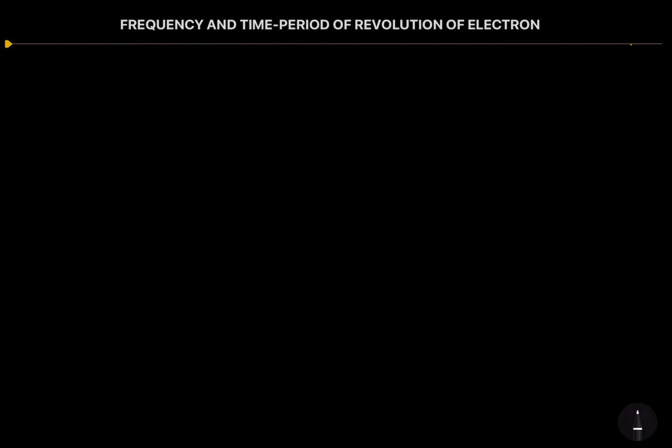My dear students, today we are going to study the frequency and time period of revolution of electron around the nucleus. So let us talk about frequency first. Frequency of revolution, more exactly, can be defined as the number of revolutions made by electron around nucleus in 1 second.